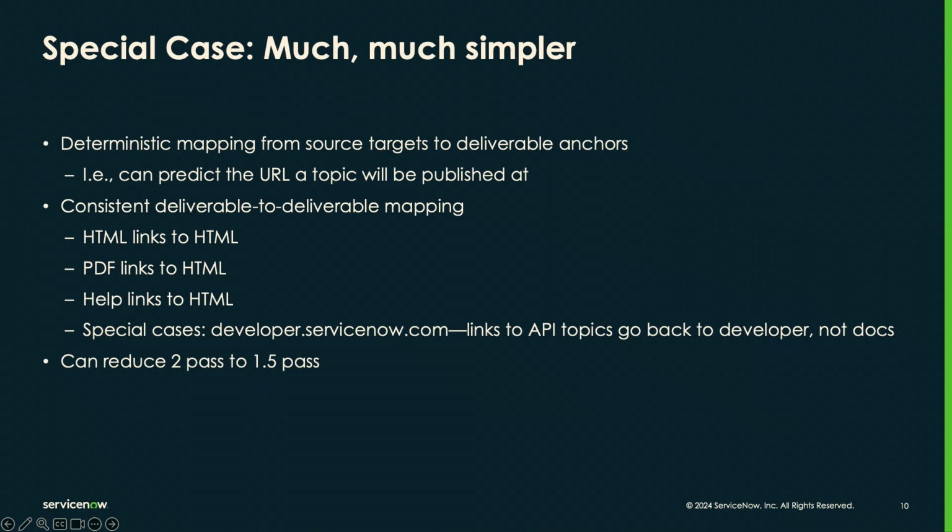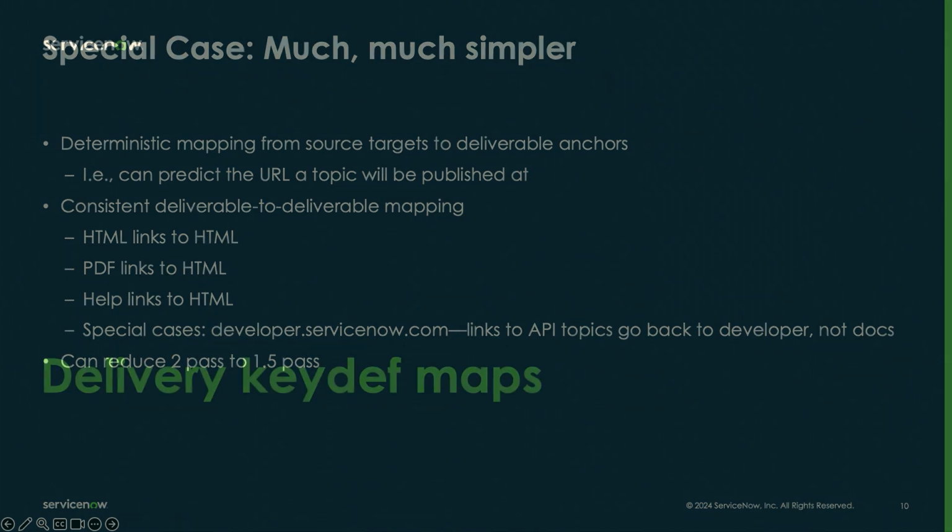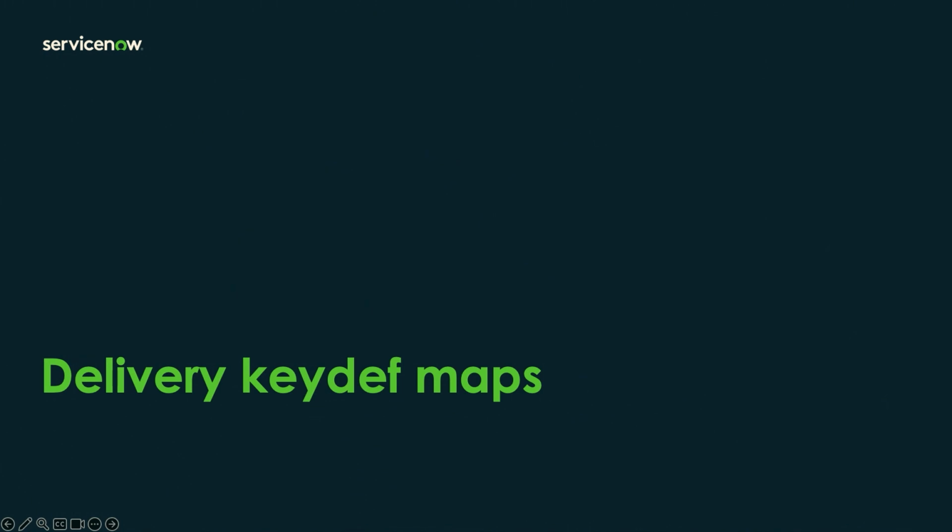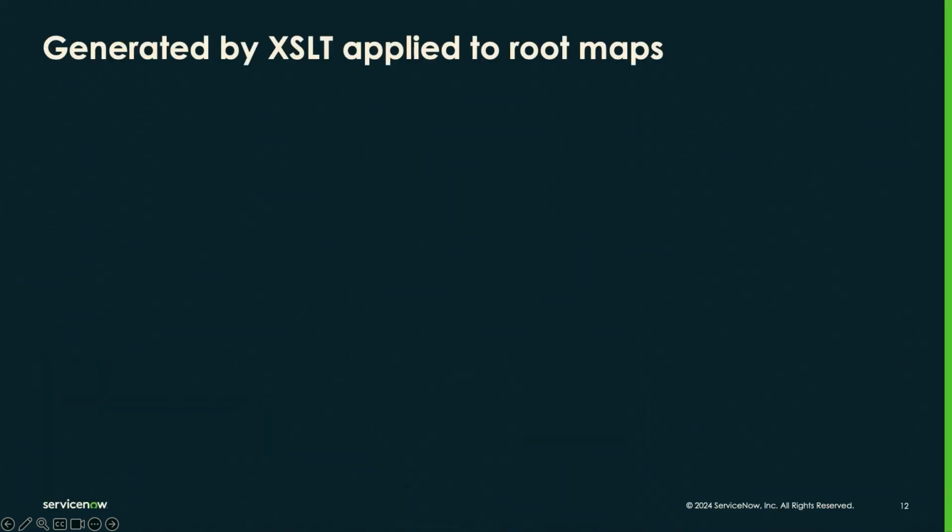The other thing is you can reduce your 2 passes to 1.5 passes, because your first pass, all it needs to do is figure out what the target anchors are. You don't actually have to do the full rendering. So you do what I call a 1.5 pass. All right, so how do we make this work? The magic is what we call delivery key def maps.